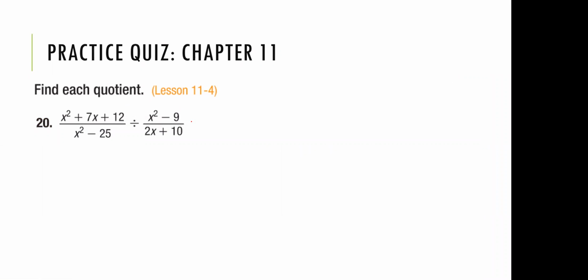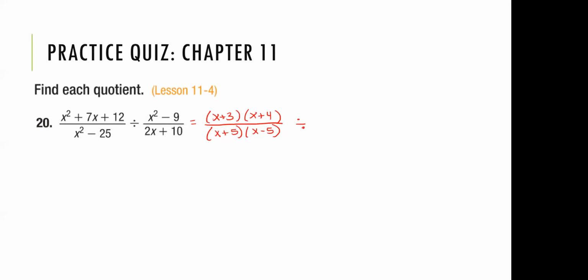So we have x squared plus 7x plus 12 over x squared minus 25, and we're dividing by x squared minus 9 over 2x plus 10. Now I know I need to factor everything, so I want to factor that first. The factors of 12 that add up to 7 would be 3 and 4, right? Positive 3 and positive 4. And then in the denominator, I have a difference of two perfect squares. So that's x plus 5 times x minus 5.